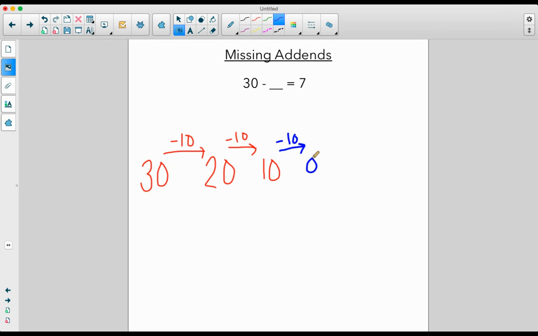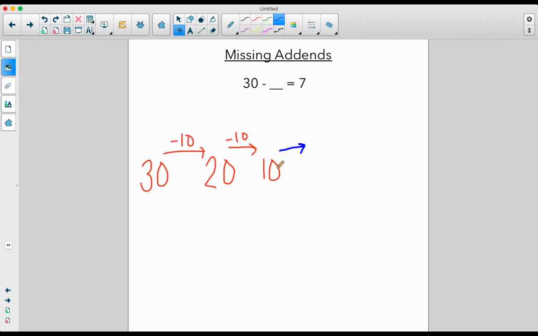Oh, man, I've gone too far. So now I have to add in. Now I have to add back 7. So 10 plus 10 plus 10 is 30, plus the 7. Oh, so confusing.